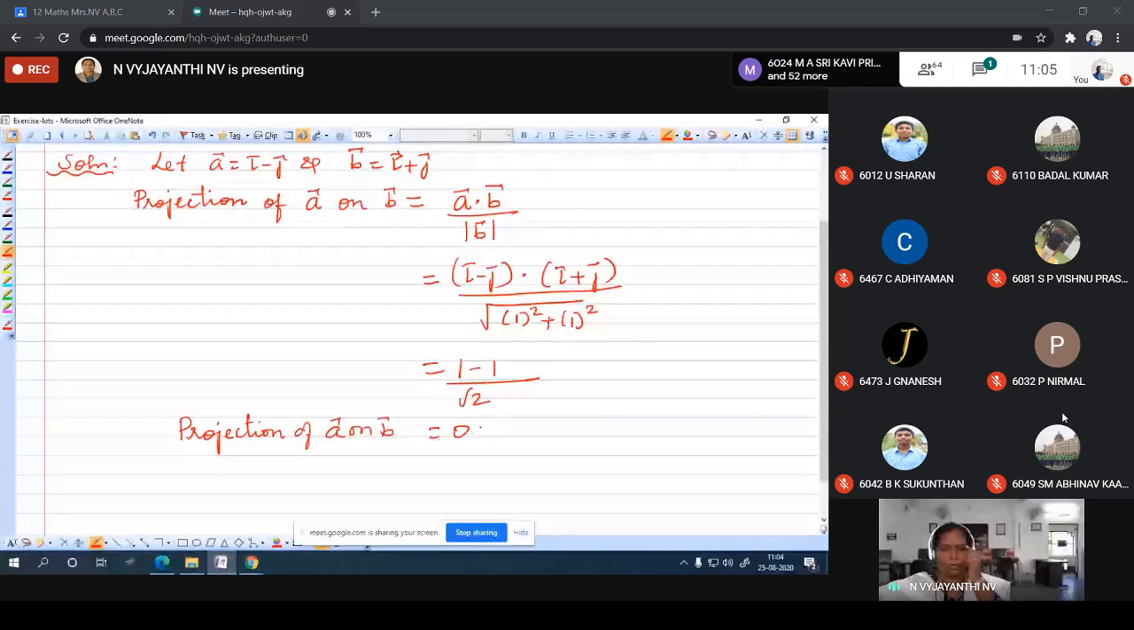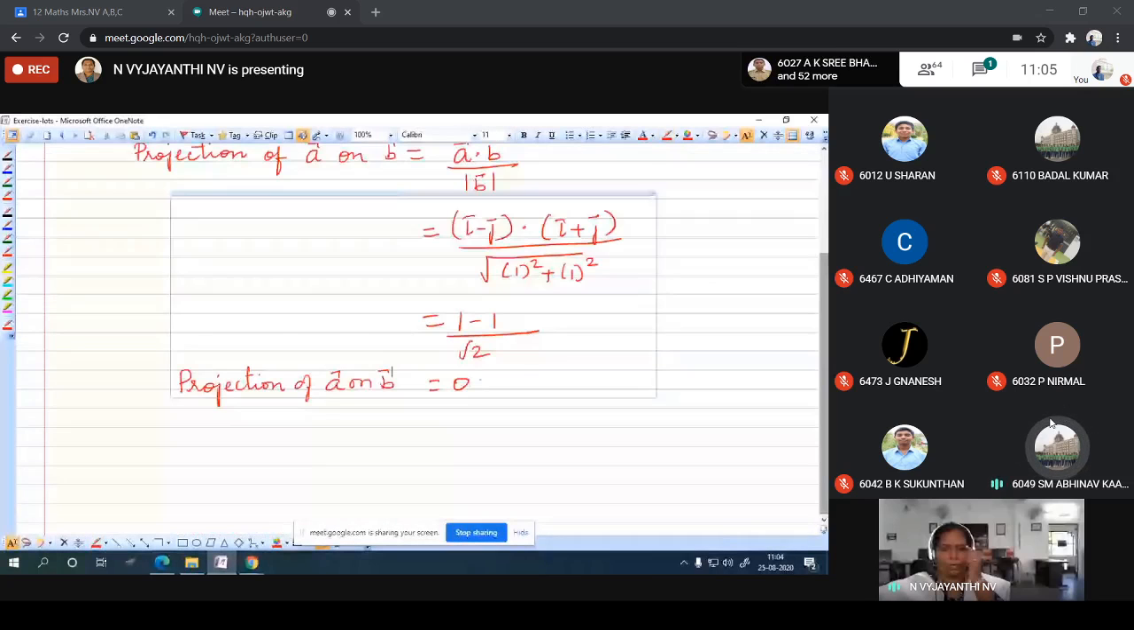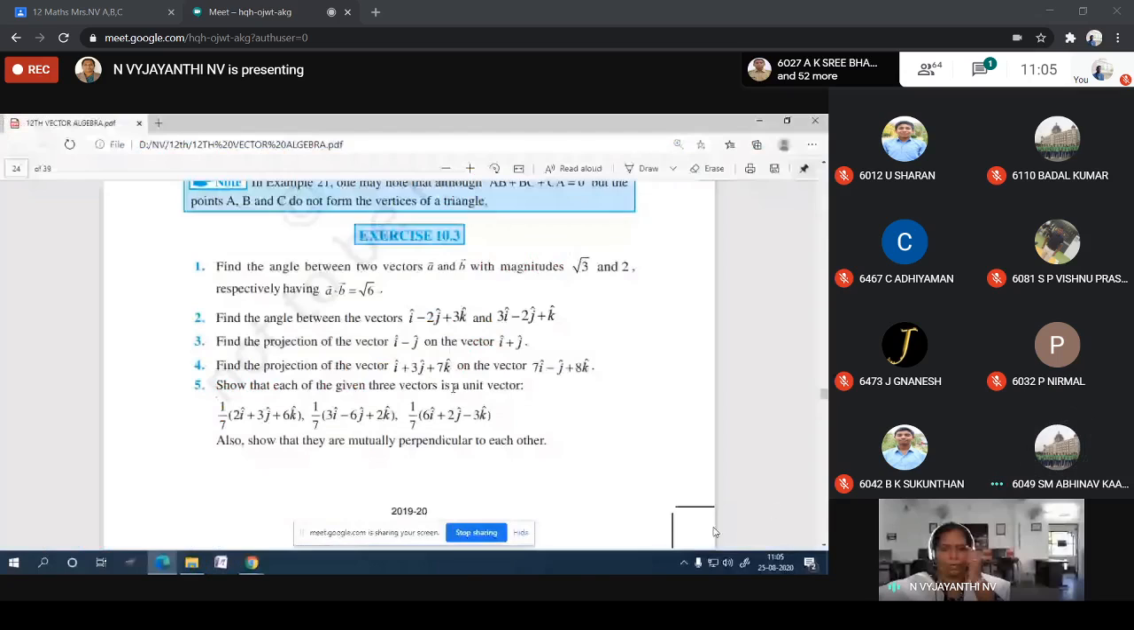So in the same way, one more question is asked. Projection is a vector? No, projection is a scalar. Projection is a scalar. That means that both lines are perpendicular. Here both the lines are perpendicular.